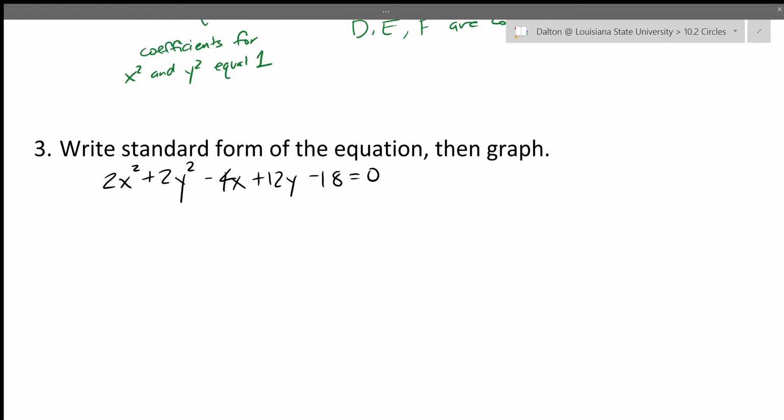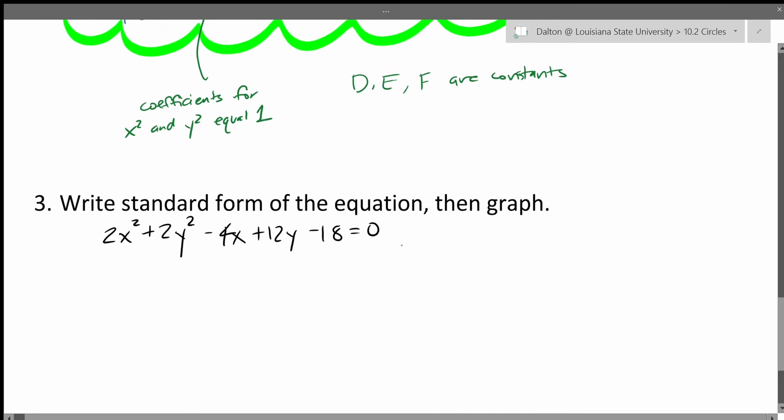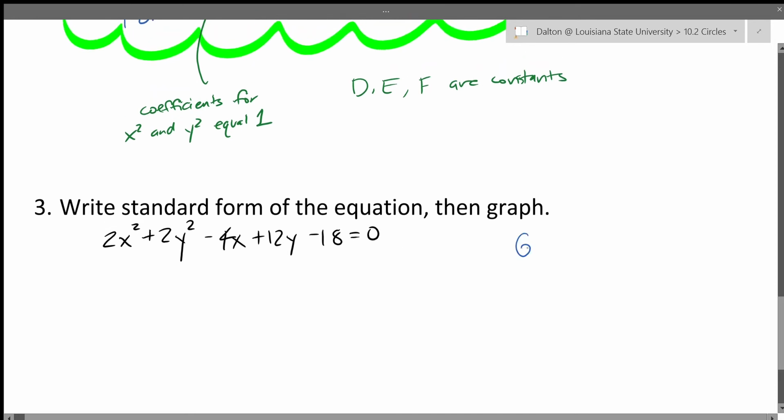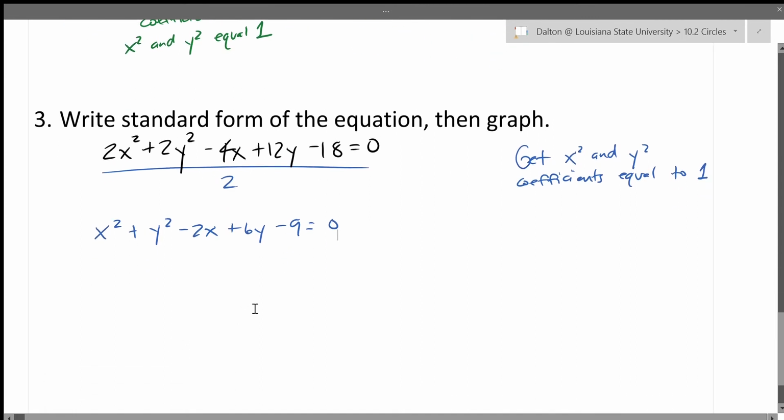So the first thing that we want to do is get our leading coefficients, those x squared and y squared coefficients, equal to 1. And in order to do that, it's actually going to be really easy because both of them are 2 right now and all of these numbers are even. So if I divide everything by 2, then I end up just with x squared plus y squared minus 2x plus 6y minus 9 equals 0. And that simplifies things pretty great.